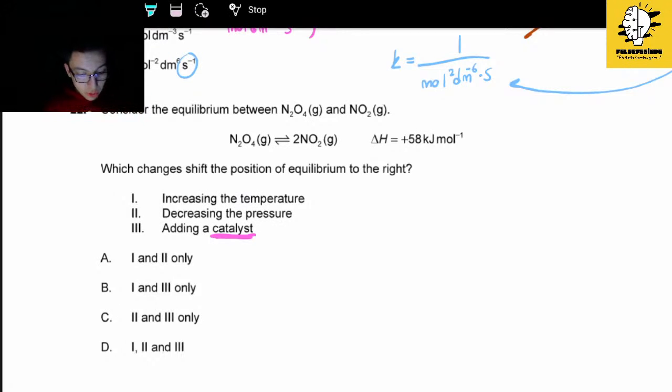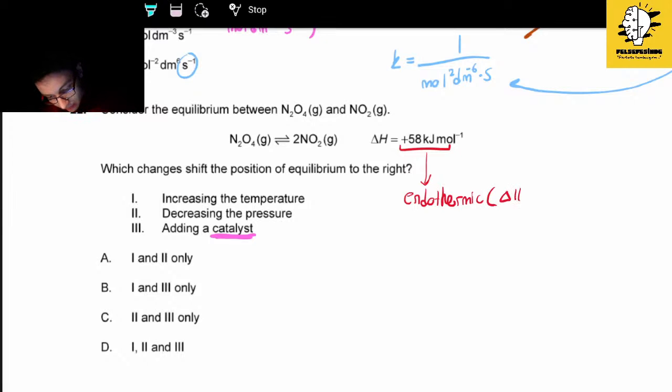Which changes shift the position of equilibrium to the right? So the rate of forward reaction should increase, but the rate of backward reaction should not change or decrease. Let's have a look at it. Increasing the temperature. It says plus 58 kilojoules per mole. So isn't it endothermic? And let's remind ourselves, delta H is greater than 0 when this is endothermic.